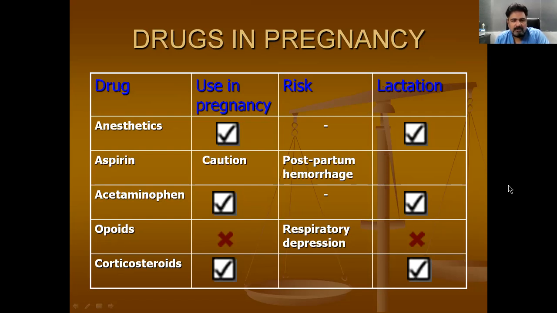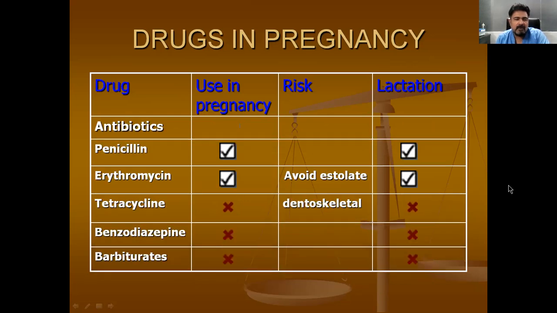Opioids are not used in pregnancy; they have effects like respiratory depression. Corticosteroids can be used in both lactation and pregnancy. Antibiotics: penicillin, then erythromycin can be used. Tetracycline, benzodiazepines, and barbiturates are not used.